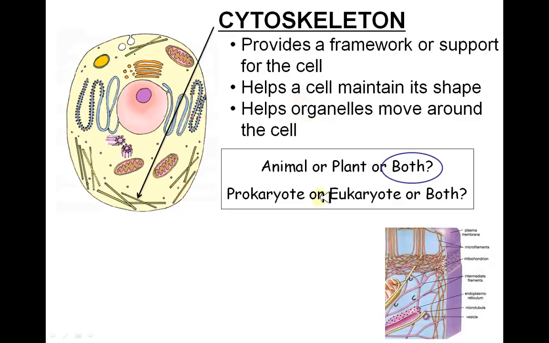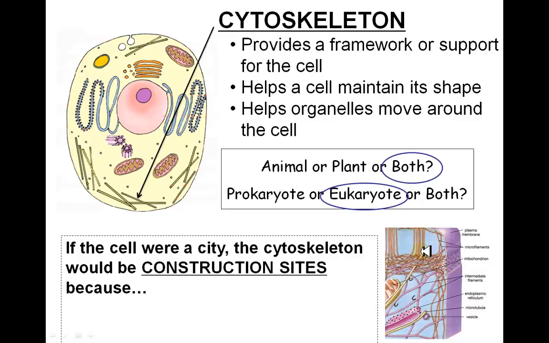Is it prokaryotes or eukaryotes or both? Again, it's an organelle and eukaryotic. And here's another picture of the cytoskeleton. It's not quite as simple as it's depicted in this diagram. It looks more like this, and you can see that it does provide support, and material can move back and forth on these things. And if this was going to be in the cell city, it'd probably be a construction site.